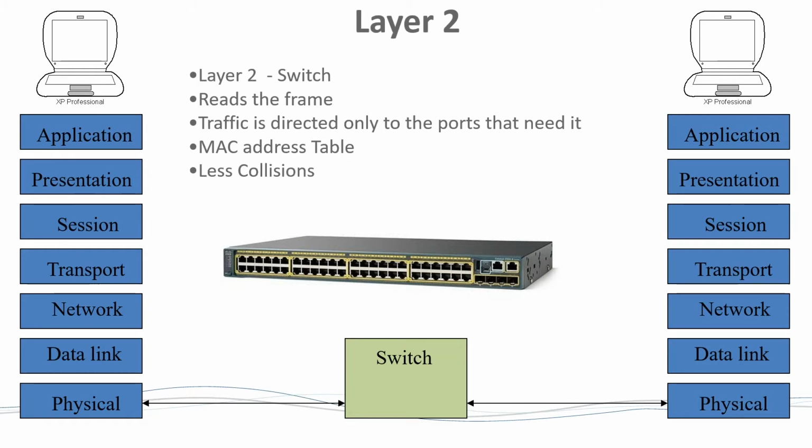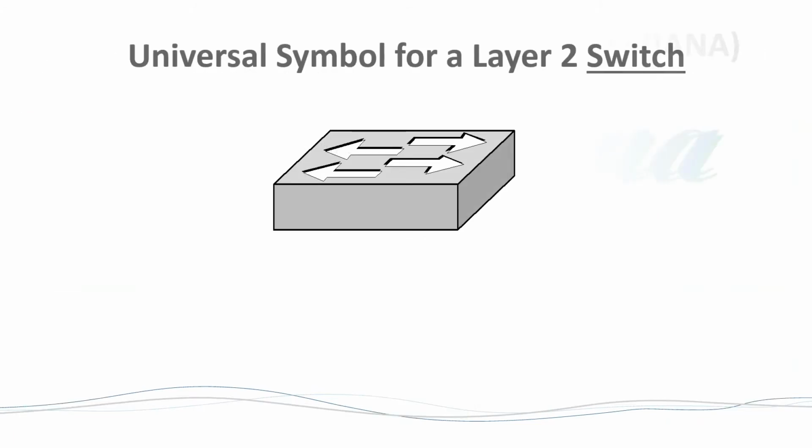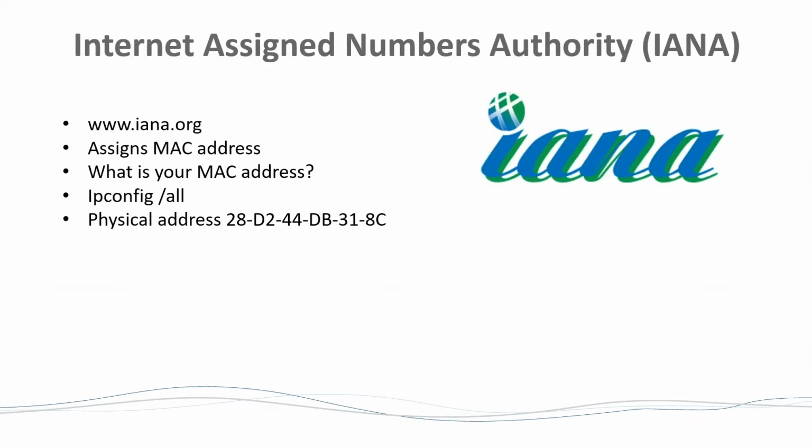It reads the frame, and only the ports that need it get it, and it does that by maintaining what we call a MAC address table. Have you guys heard the term MAC address before? Is that familiar to everybody? We're going to talk a little bit about the MAC address. Here's the switch, here's the symbol for a switch. So a MAC address is a unique address for every piece of hardware, which is kind of amazing if you think about it. Every network port that you have has a unique MAC address, for the most part. There are some exceptions to everything we talk about here, but for the most part.